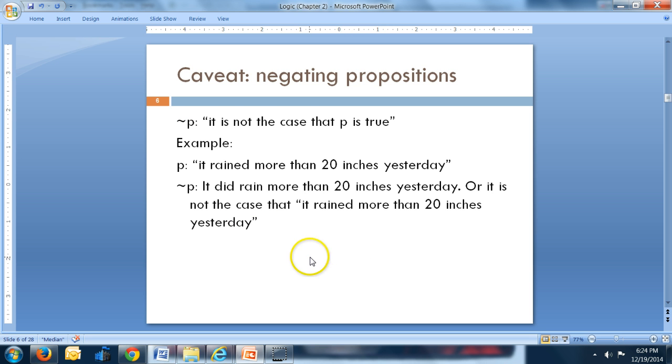Now, the example in here is that we read it like that, not P, or it is not the case that P is true. Here's an example. P is a statement that it rained more than 20 inches yesterday. Now, that could be true or it could be false. The negation in the English language would be, it did not rain more than 20 inches yesterday, or we can say it is not the case that it rained more than 20 inches yesterday.